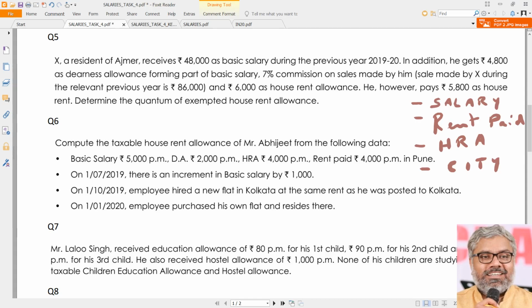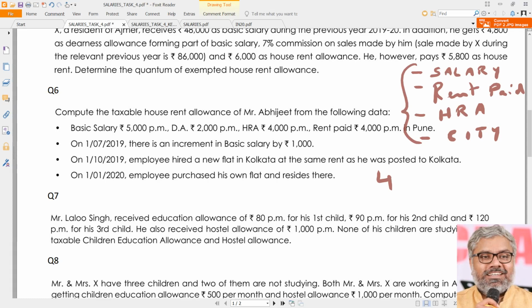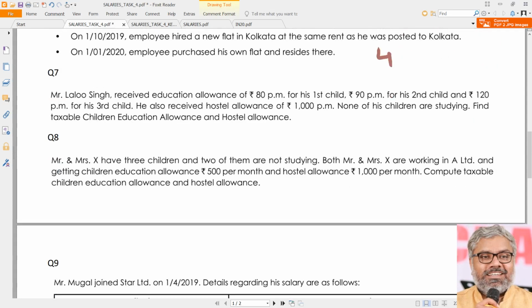So whenever there is a change in any of these factors, then automatically we have to calculate HRA with the changed set of data for that period. So this problem has to be done by dividing the entire previous year into 4 quarters, because incidentally it was exactly each quarter there was a change. Not necessarily. These changes can happen at any point of time. So that's a very important question.